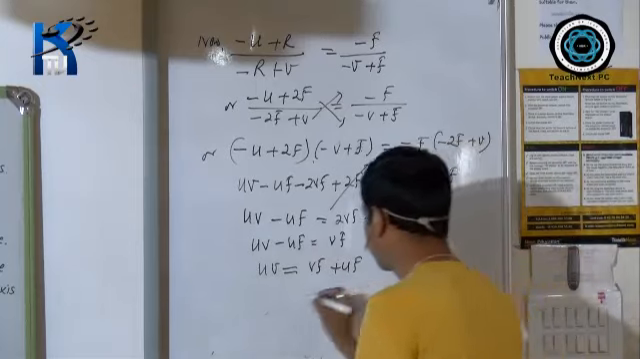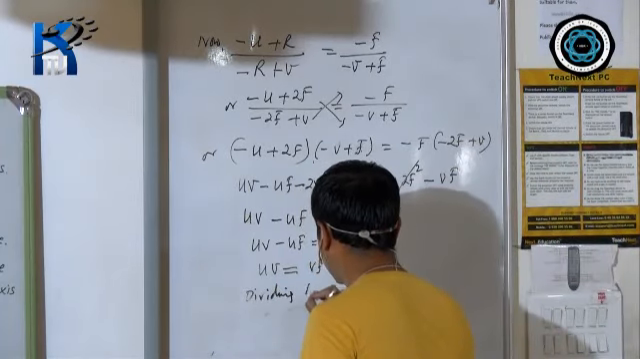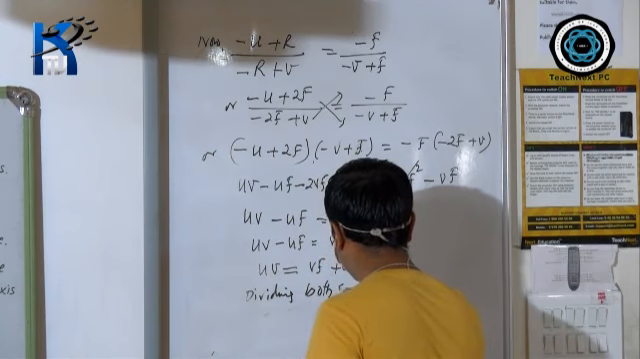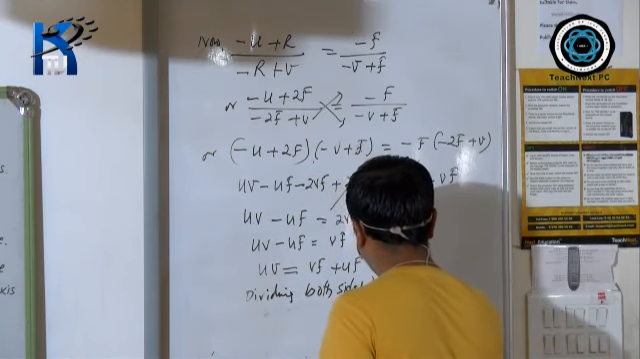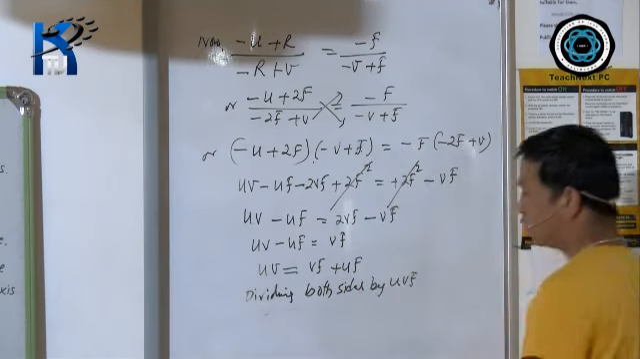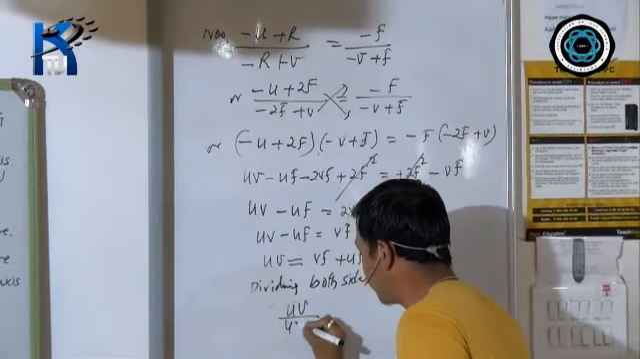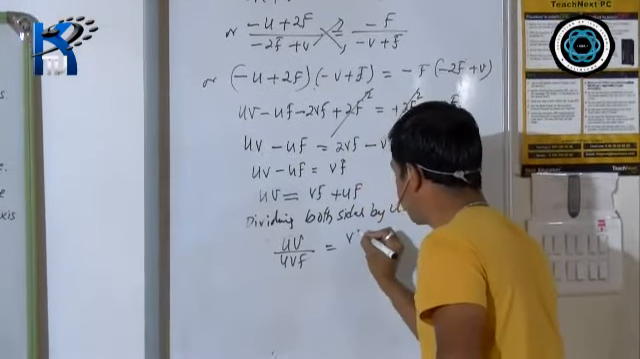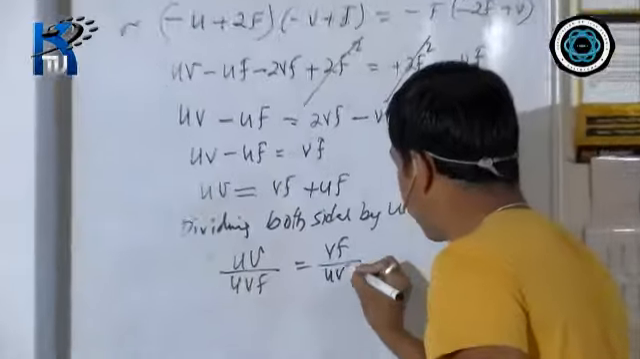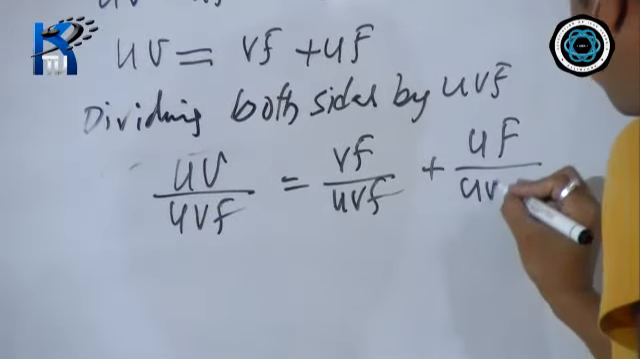So the only thing I can do is divide the equation, dividing both sides by ubf. Now you can see what happened. We are in the last expression: ub by ubf equals bf by ubf plus uf by ubf.